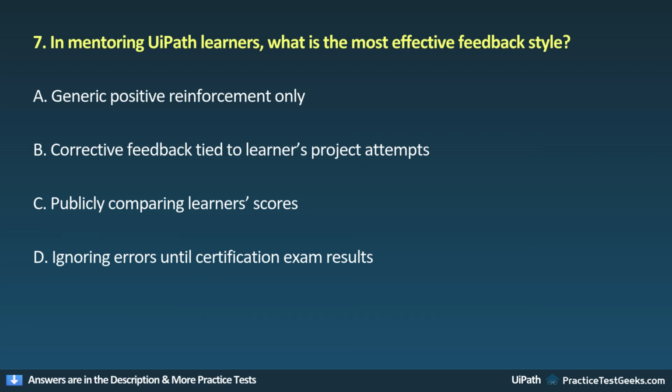7. In mentoring UiPath learners, what is the most effective feedback style? A. Generic positive reinforcement only. B. Corrective feedback tied to learners' project attempts. C. Publicly comparing learners' scores. D. Ignoring errors until certification exam results.